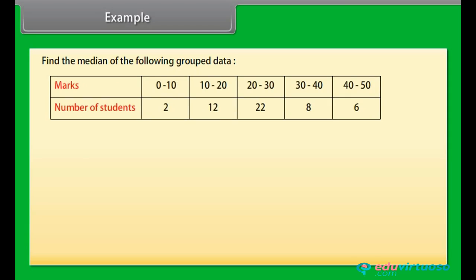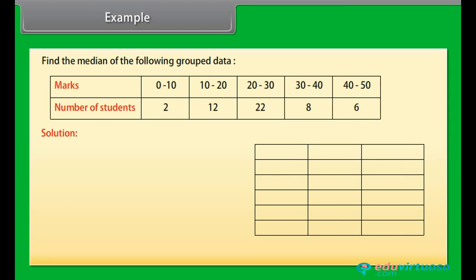Find the median of the following grouped data. Solution. In the first column, we've written the given marks. In the second column, we have written the given frequency.